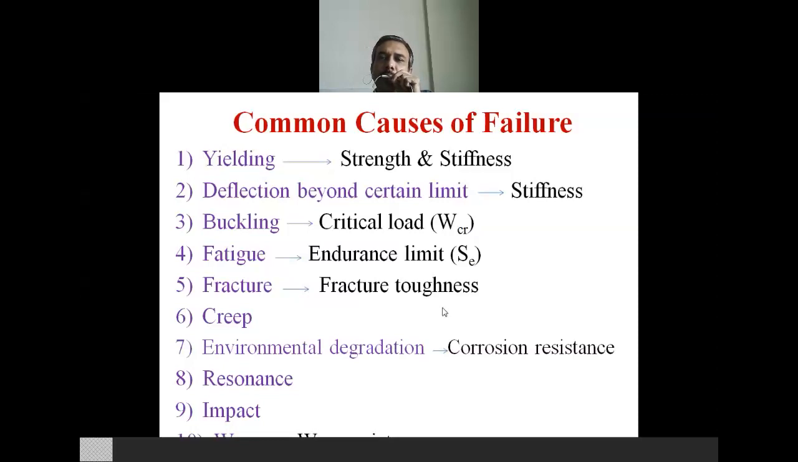So what is fracture toughness? Yes, what is fracture toughness? You might have studied this property in material science. Yes, what is fracture toughness? Yes, anyone? What is fracture toughness?